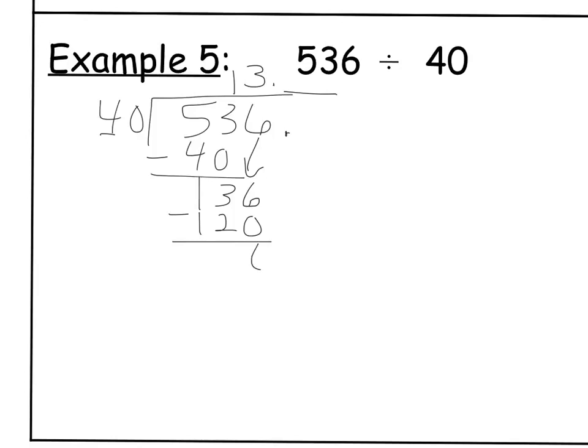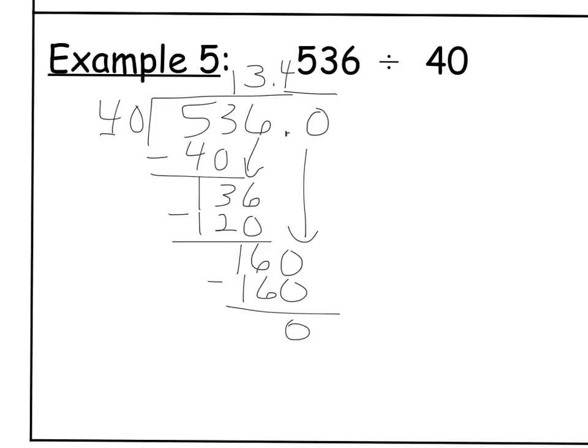6 minus 0 is 6. 13 minus 12 is 1. Remember to add a 0. Bring down your 0. 4 into 16 goes 4. 4 times 0 is 0. 4 times 4 is 16. And then I got a remainder of 0.